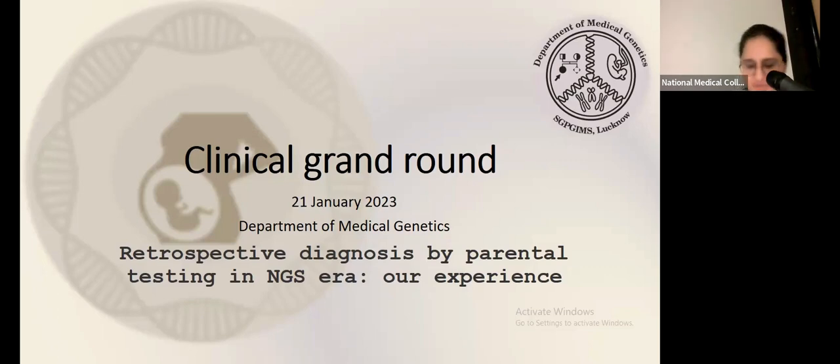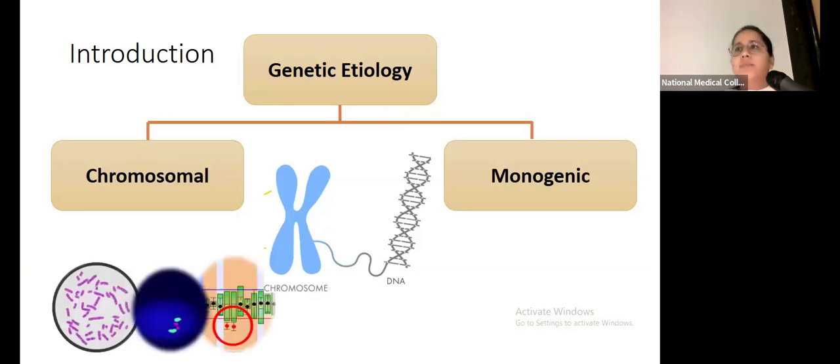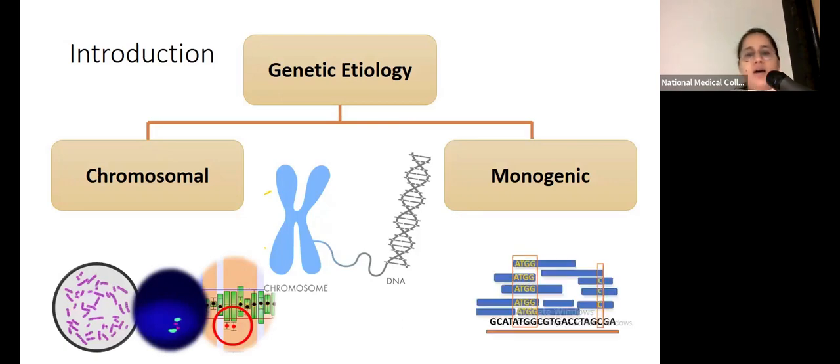era, our experience. As a nation, as we strive to reduce our infant and neonatal mortality rates, we will see, as we have seen in other developed countries, that the most important etiology for many such disorders happens to be a genetic etiology. This genetic etiology can be largely divided into two types: chromosomal or monogenic. Chromosomal disorders can be looked up by karyotype, FISH, or microarray. And for monogenic disorders, we have next generation sequencing.